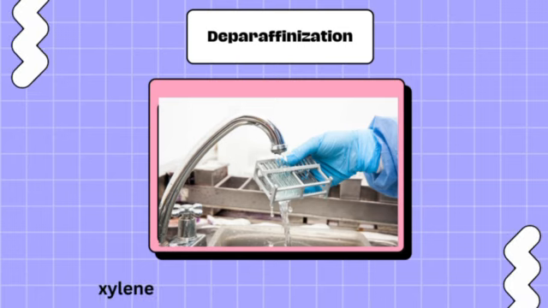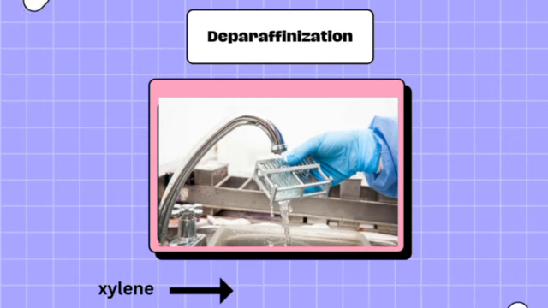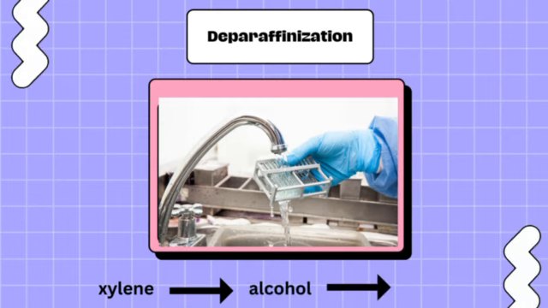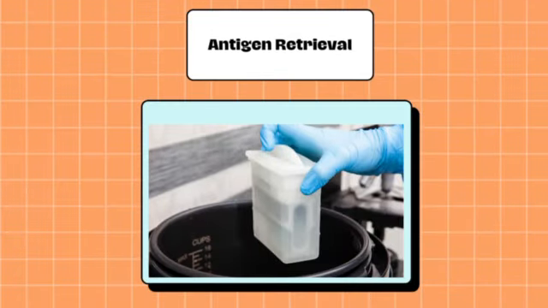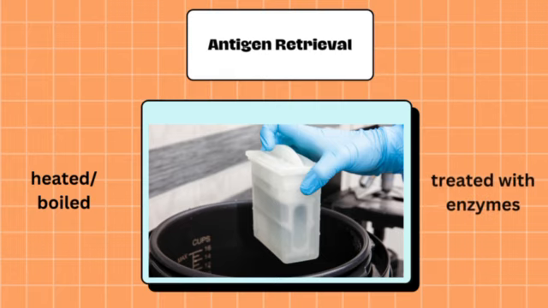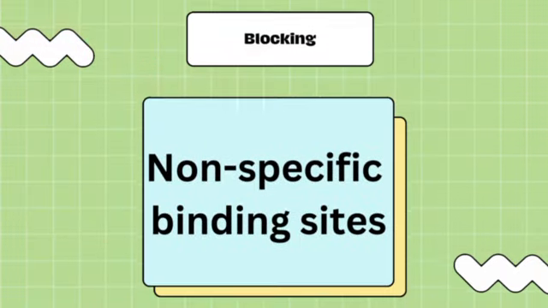Next, deparaffinization with xylene removes paraffin to expose the tissue. The tissue sections are then progressively brought back to full saturation by a succession of progressively weaker alcohol baths, which conclude with water. Antigen retrieval is a common next step. The slides are heated or boiled in buffers of varying pH or treated with enzymes to reveal antigens that may have been obscured during the fixing procedure.